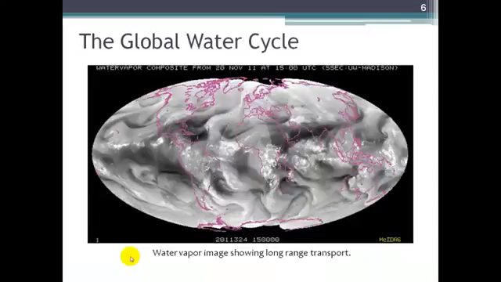This graph shows a satellite composite image of water vapor for the world. And you can see the water vapor is in constant motion. So this is the vapor form of water in the atmosphere and how it's being transported around the globe.